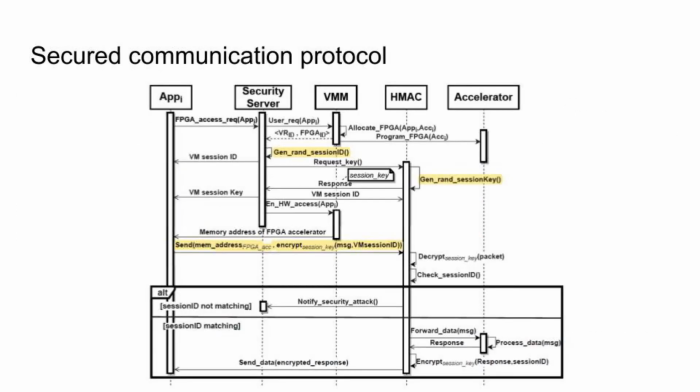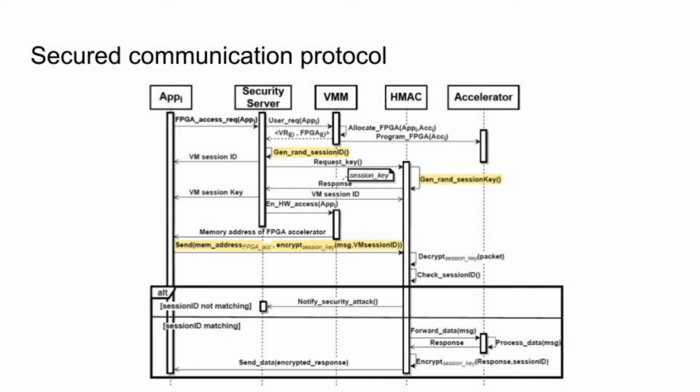Here is the sequence diagram of the security protocol. Initially, an application requests the usage of an FPGA space by sending its information to the security server. Then, the security server will inform the virtual machine manager to allocate appropriate FPGA space for usage. Following this, the security server generates a random session ID and requests HMAC to generate its key. When that's done, the session information is forwarded to the application, and it can start utilizing the accelerator.